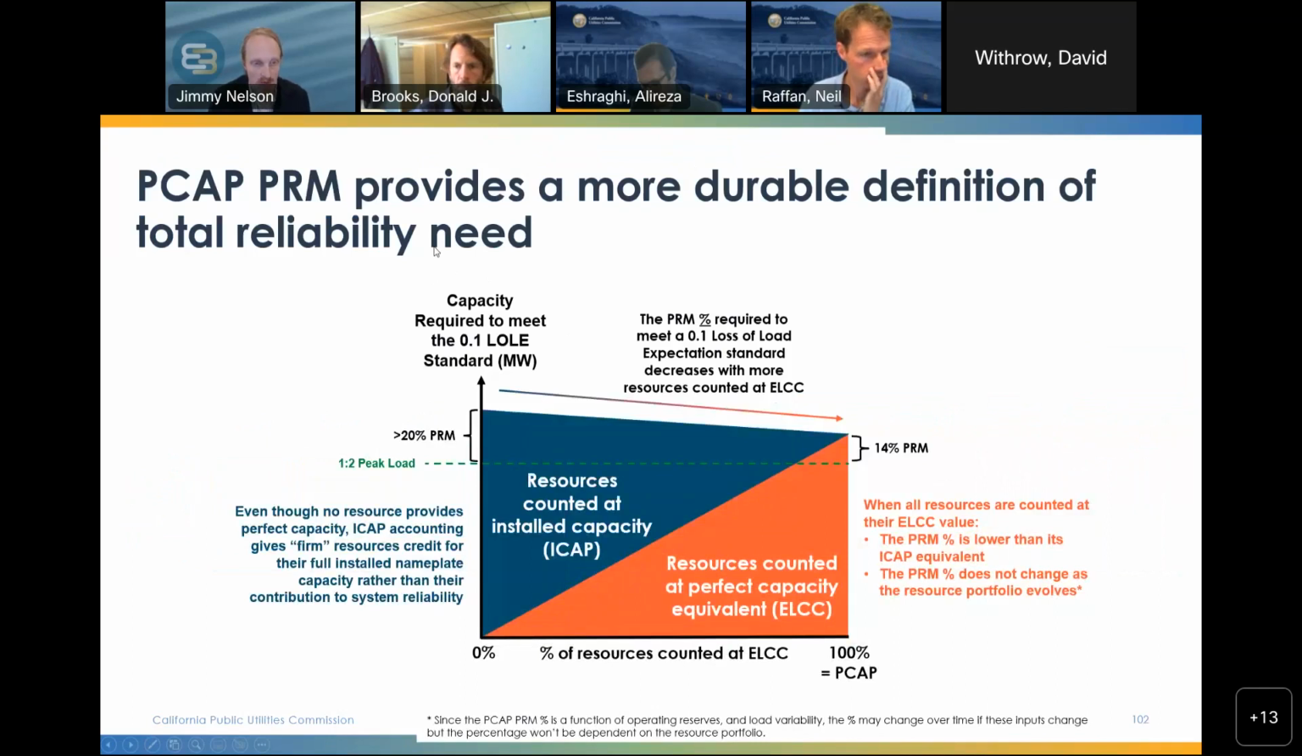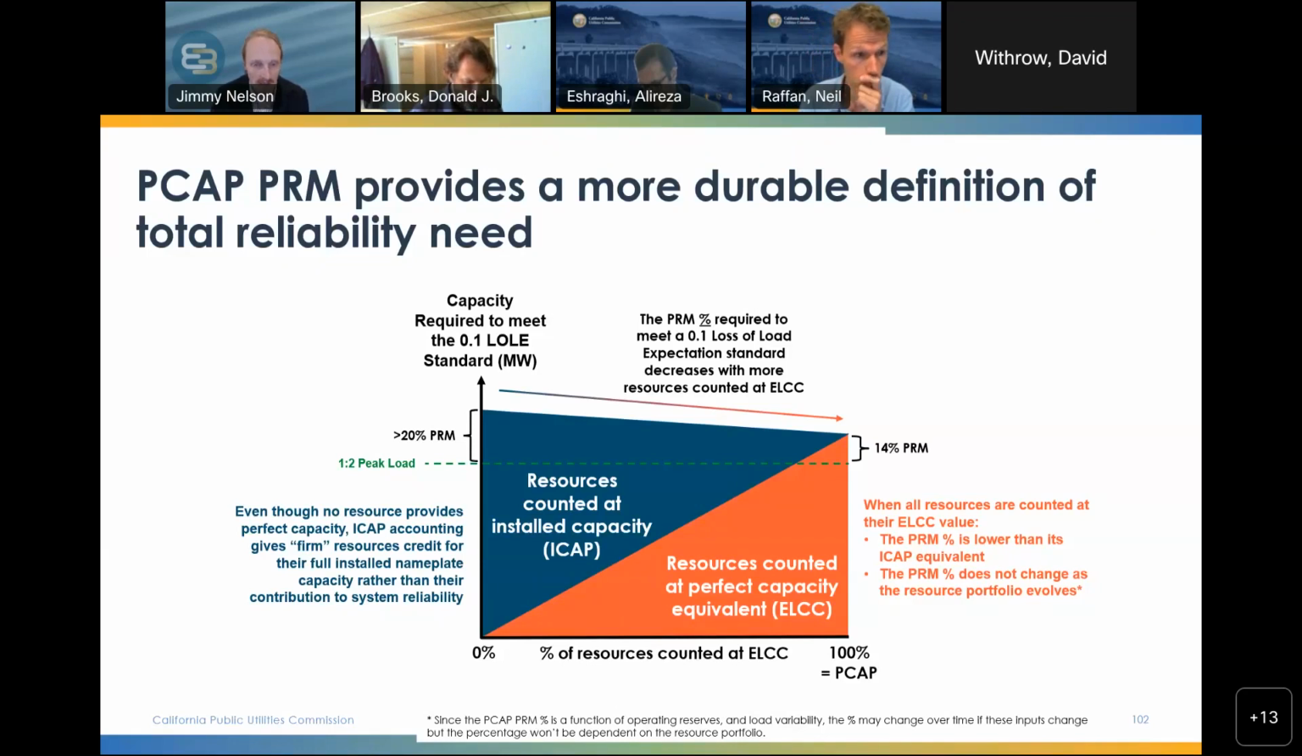So one of the main motivations for switching from ICAP accounting to PCAP, or perfect capacity, accounting for all resources is really an acknowledgement of what was shown on the previous slide, which is that no resource is providing its nameplate megawatts in reliability capacity or resource adequacy capacity, and so it seems more fair to count all the resources at their perfect capacity equivalent, or ELCC. I'll use those terms interchangeably here.